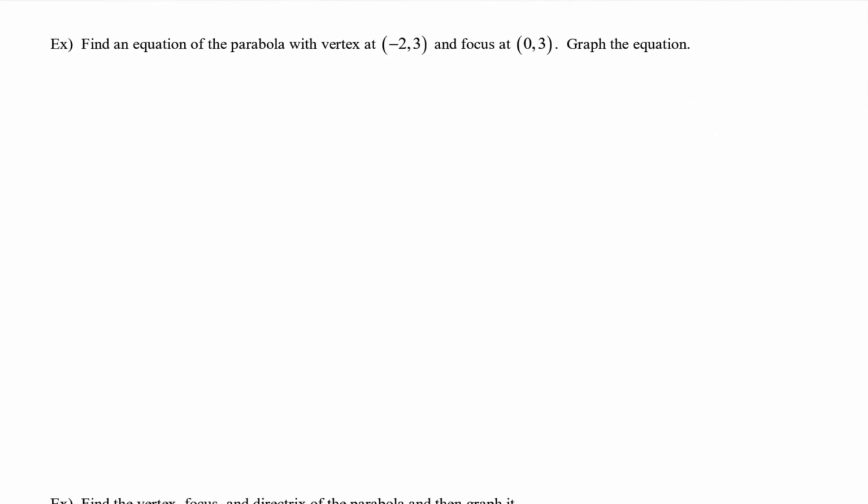All right, let's take a look at the next one here. Find the equation of the parabola whose vertex is negative 2, 3. So this time, h is negative 2, k is 3. And then the focus is at 0, 3. So this vertex and this focus, negative 2, 3 and 0, 3, lie along a horizontal line.